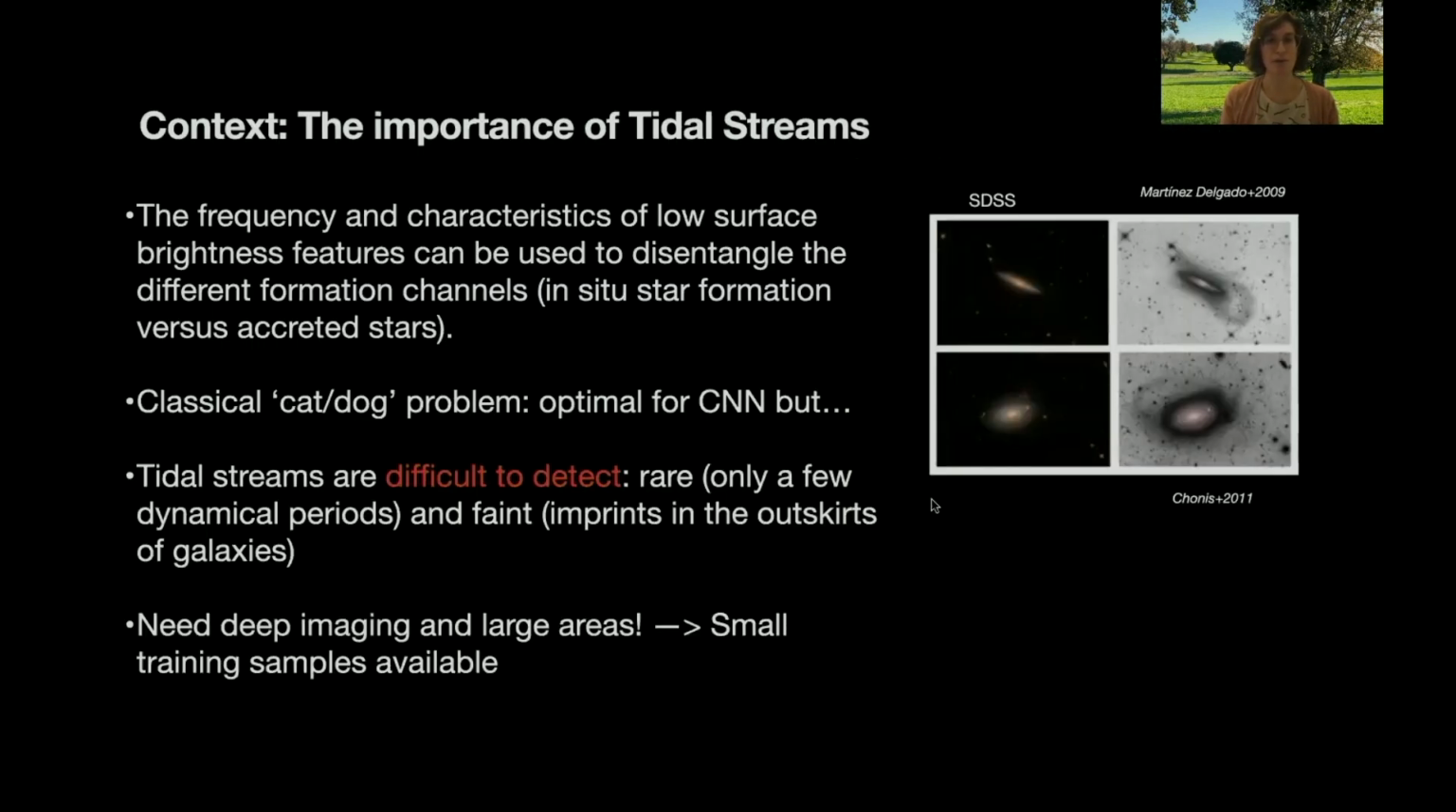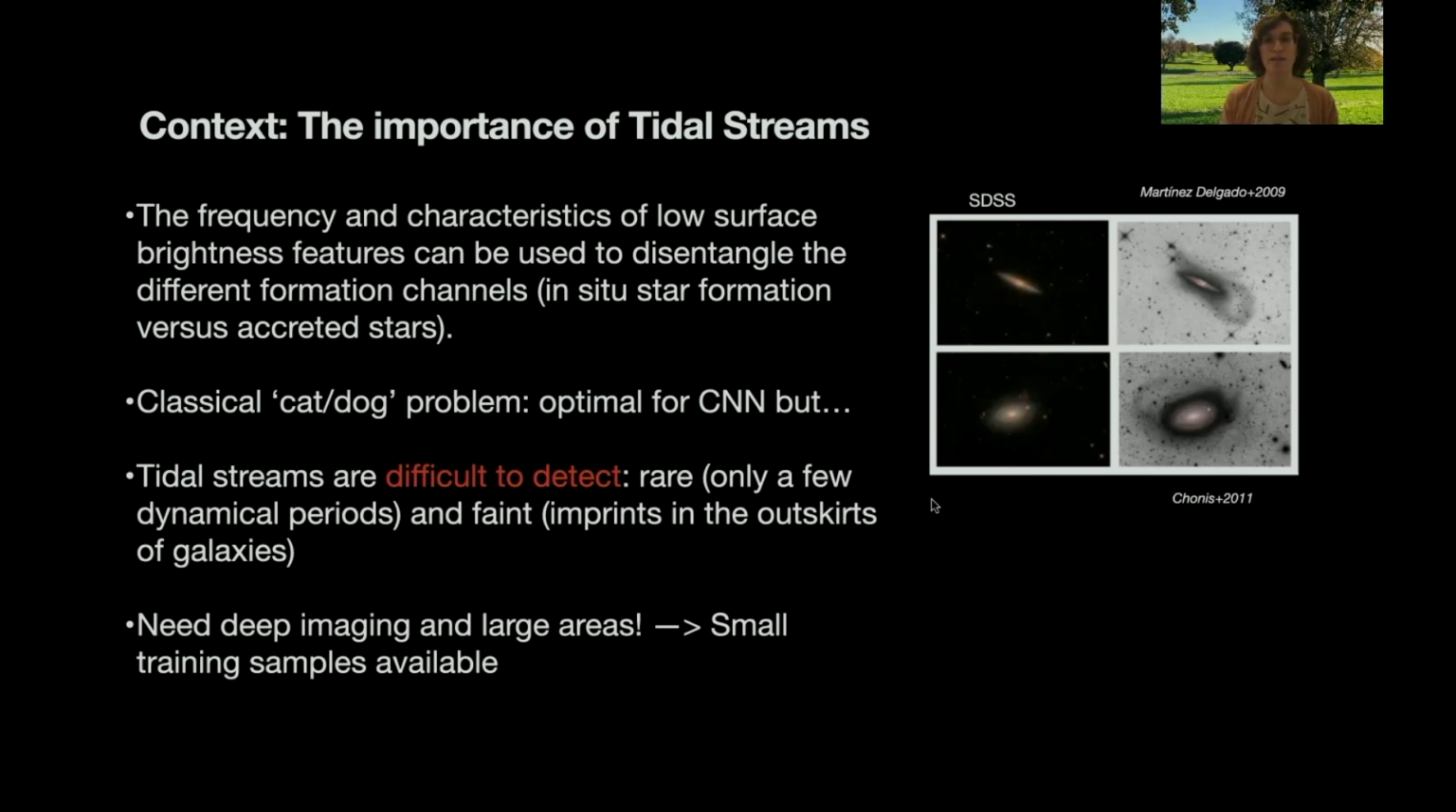Tidal streams are important because their frequency and characteristics can be used to disentangle different formation scenarios, such as in situ star formation versus accreted stars. In principle, this should be an easy task for the CNN because it's a classical cat and dog problem. Is there or is there not a tidal stream? However, tidal streams are difficult to detect.